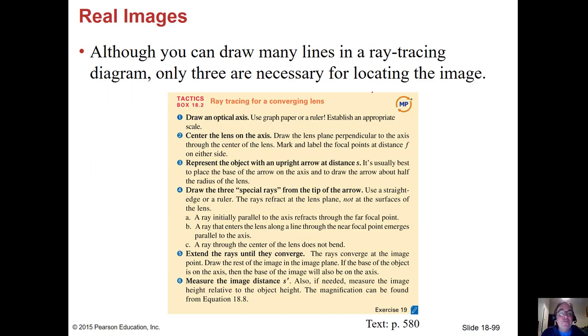Okay, so although you can draw many lines in ray tracing, only 3 are needed. The ones I usually look at: the one that comes in parallel, then goes through the lens and goes through the focus. Always use the one that goes through the center because that's the easier one to draw. And then the third one, the ray that goes through the near focal point, then hits the lens and comes out parallel. And those should all intersect. Okay? And don't forget, S is the object distance, S prime is the image distance.